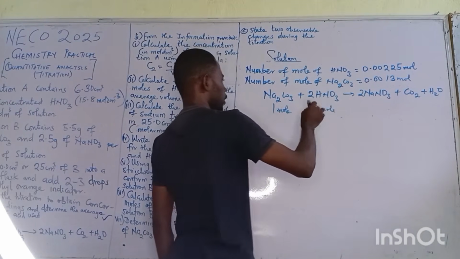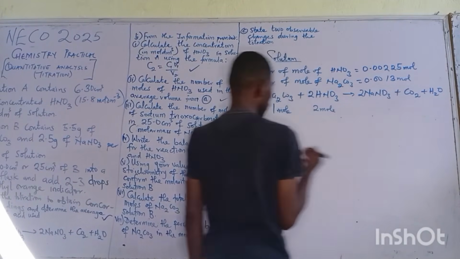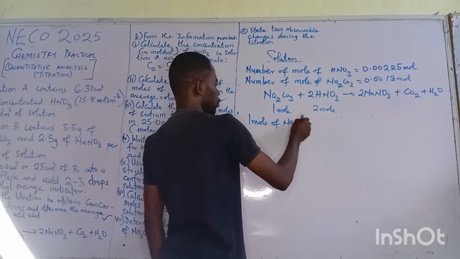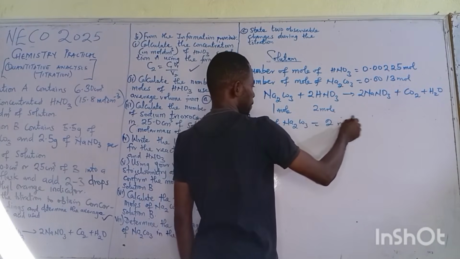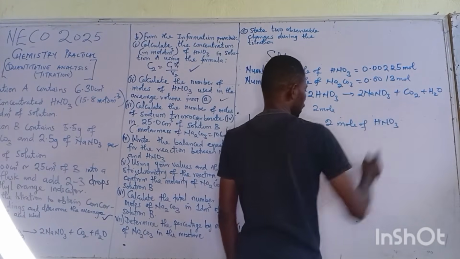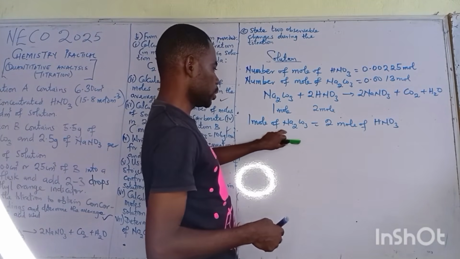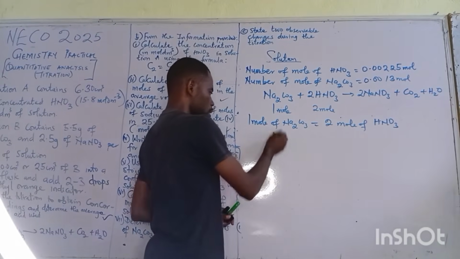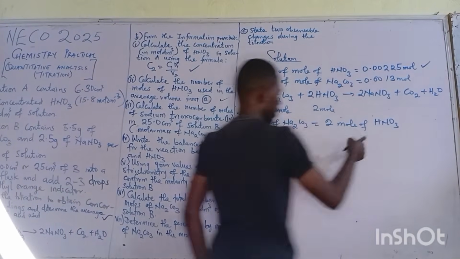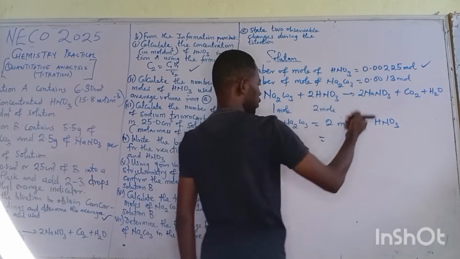Now let's assume that we want to confirm the first. Okay, let's say we don't know, we want to confirm the first one. What are we saying? That 1 mole of Na2CO3 is equal to 2 moles of what? 2 moles of HNO3. Let's assume that we want to find the number of moles of sodium carbonate. Let's say we want to find this one, which means that we have been given this one. So how many moles of sodium carbonate will give us this? Let's confirm that from here.